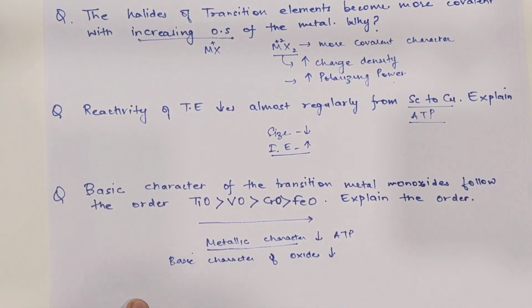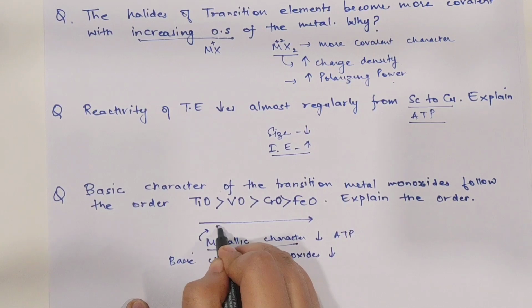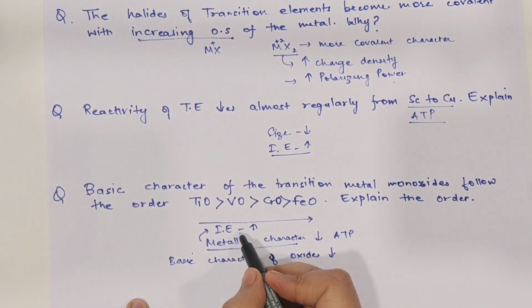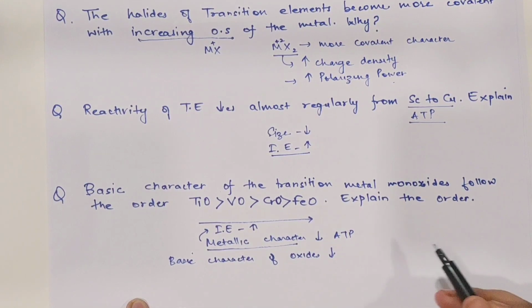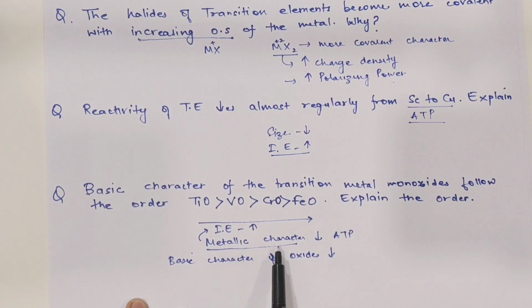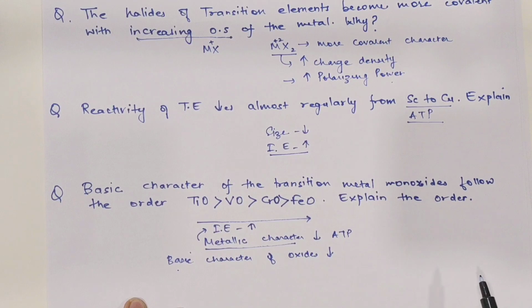Now, why does metallic character decrease? Because ionization energy increases along the period. Now, why does that increase? Size decreases. Size decreases, ionization energy increases. Ionization energy increases, metallic character would decrease. That would mean that the basic character of oxide would decrease.